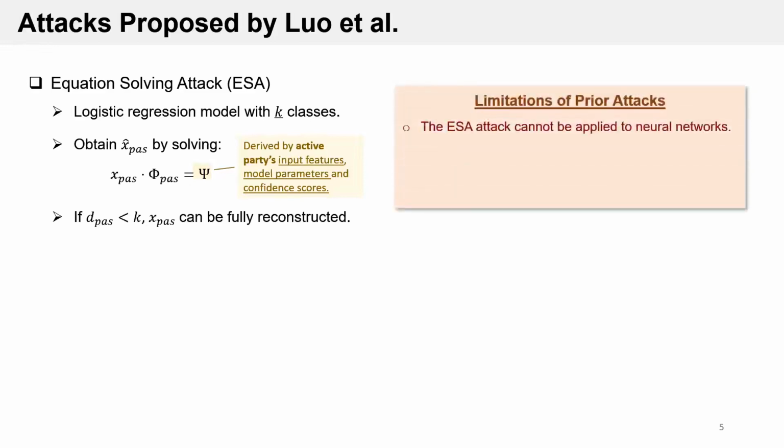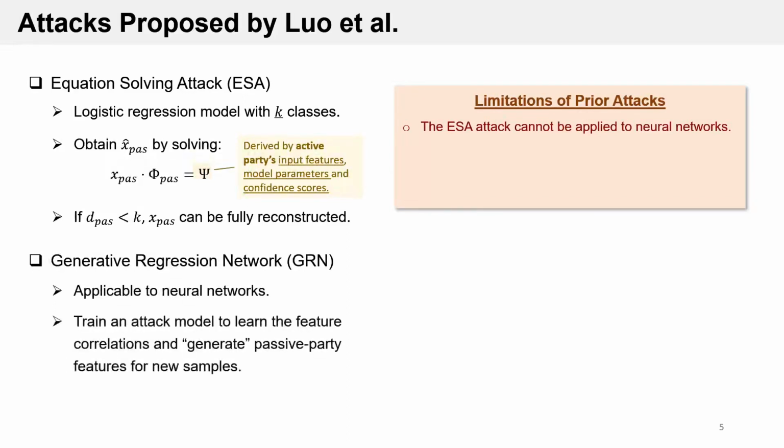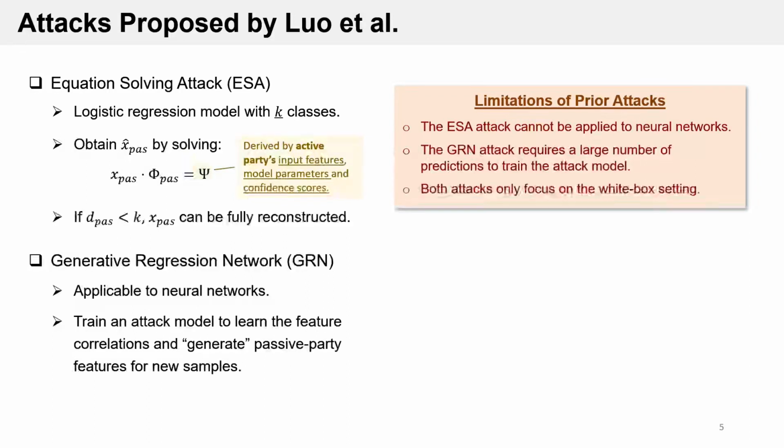However, the ESA attack only works for linear models and cannot be applied to complex neural networks. Therefore, the authors further proposed a generative regression network attack, which uses an attack model to learn the feature correlations between both parties and to generate the passive party features. Nevertheless, the attack requires collecting a large number of predictions to train the attack model. Finally, both attacks only considered the white box setting, which assumes the attacker can access the passive party model. This may not always be achievable in real-life scenarios.